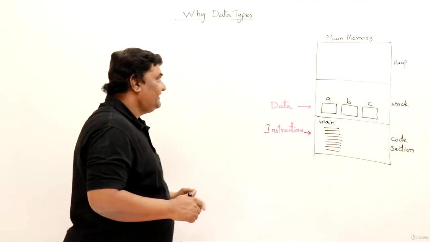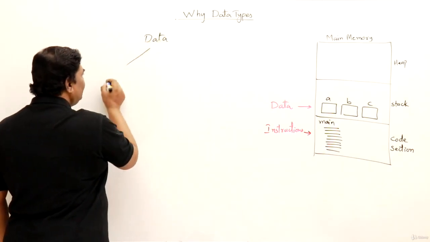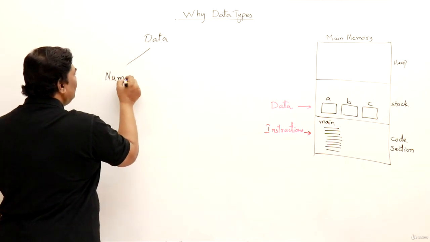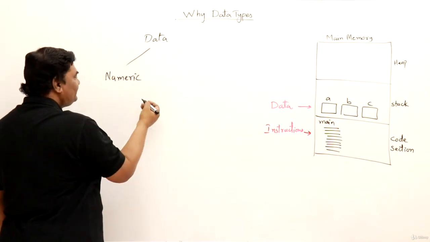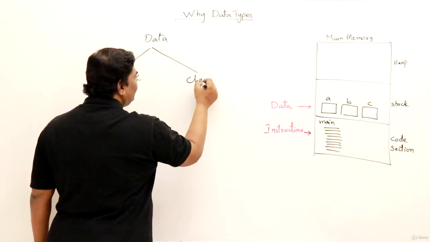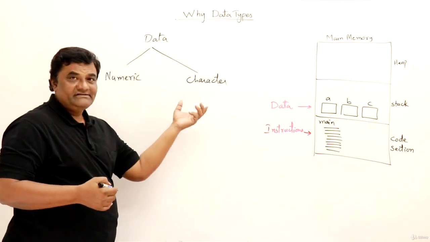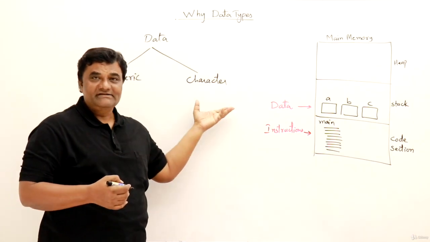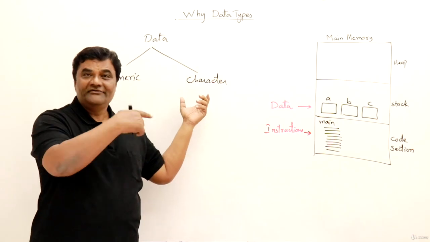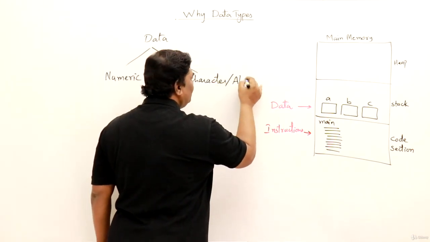So I will categorize the data. We use two types of data in our daily life. One is numeric data, that is a set of numbers or figures. Then we use character type data, that is words or sentences or names of places, in the form of characters. You can also call this alphabetic type of data.